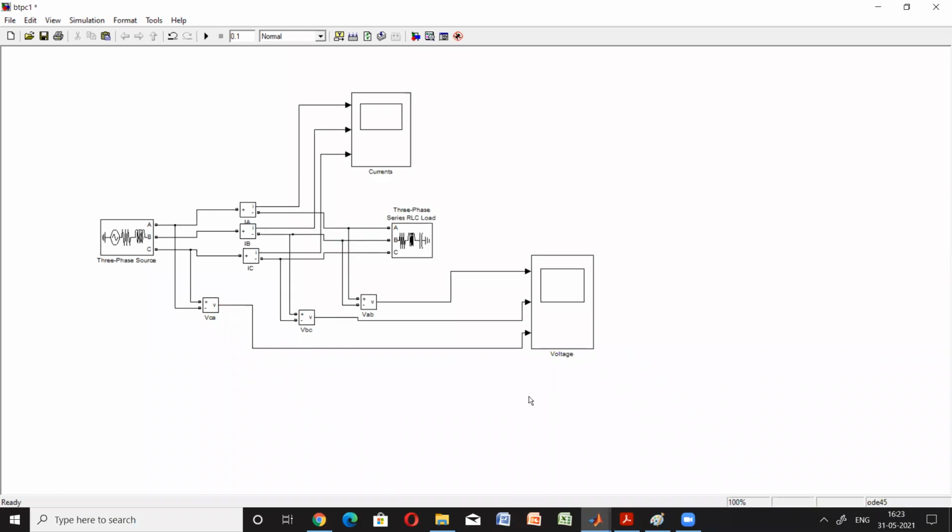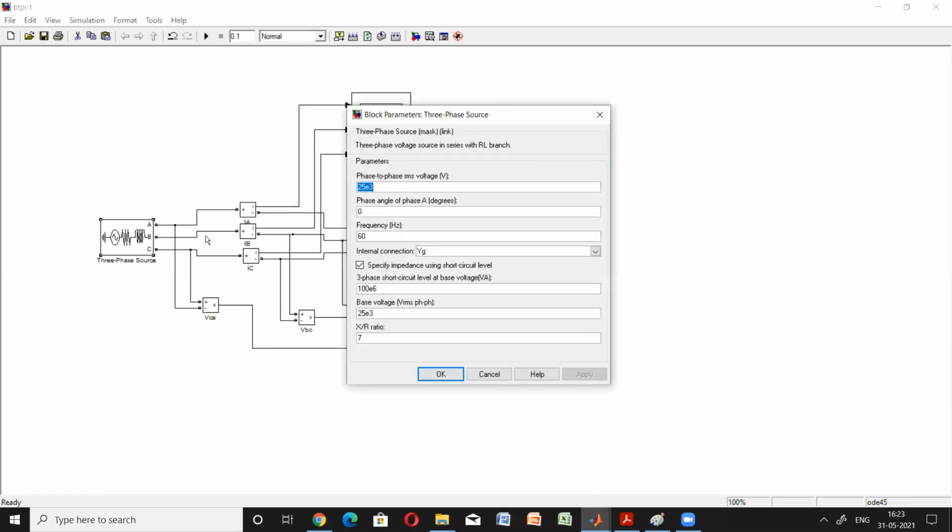So we have made a very basic three-phase circuit in which we are taking a three-phase source. What is the voltage of the source? Let us say the voltage source is 11 kV, 11E3 means 11 kV. The frequency is 50 hertz, and the rating is suppose 10 MVA. The base voltage will also be 11E3, and X by R is 7.